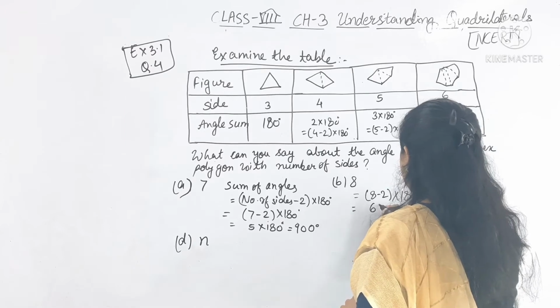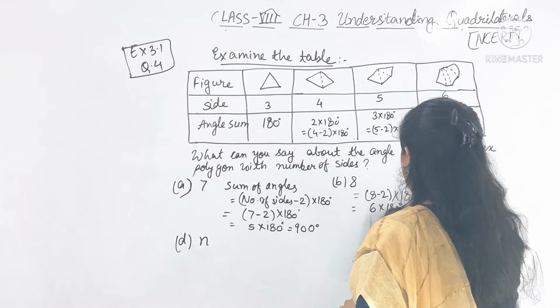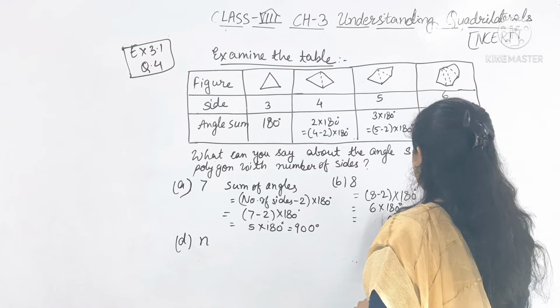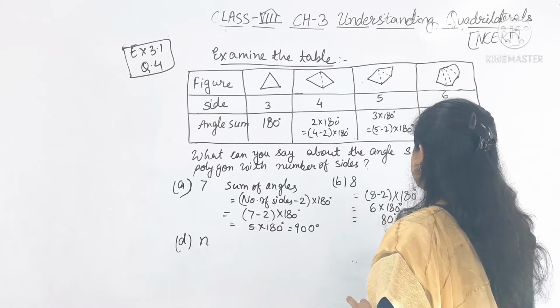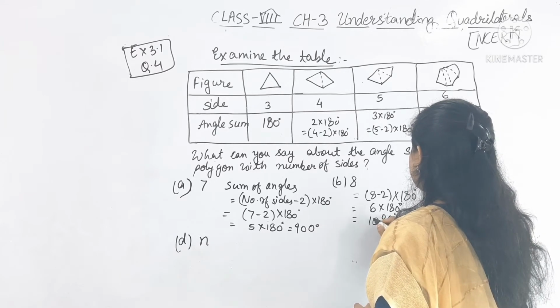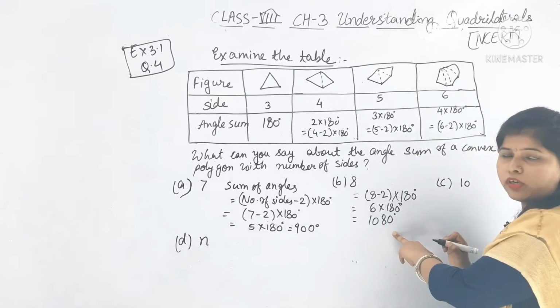Eight minus 2 is 6. 6 into 180 degrees, how much do I get? 6 zeros are 0, 6 eights are 48. Here 4 is carried. 6 ones are 6, 6 plus 4 is 10. So I am getting here 1080 degrees.